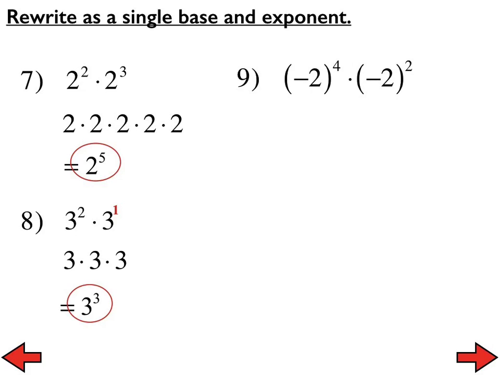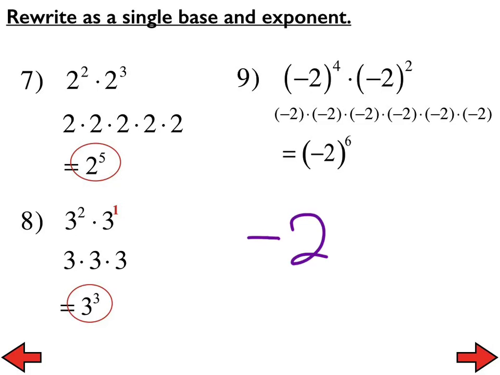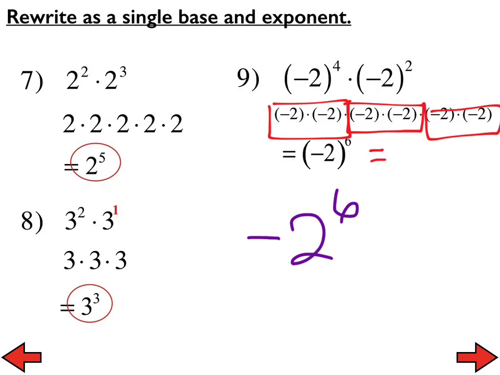Number 9 has parentheses. Can we get rid of them? No, you must leave them there. So this one we have negative 2 in parentheses, a total of how many times? 6 times. So you have to write it as negative 2 in parentheses to the 6th power. If you wrote this without them, it will be marked wrong, because negative 2 times negative 2 is positive. Positive times positive times positive. This is a positive answer.